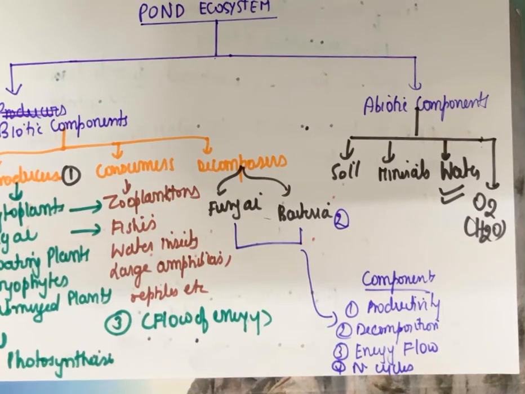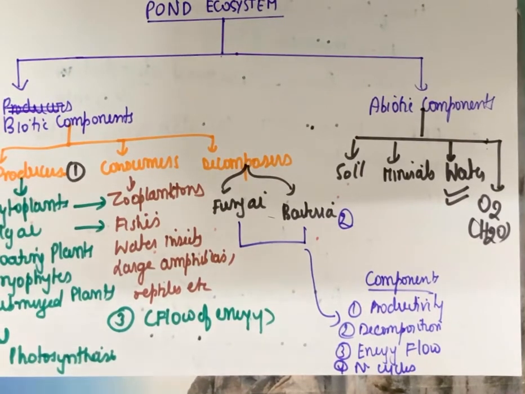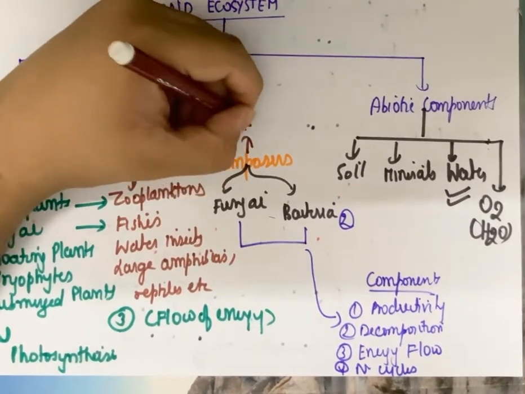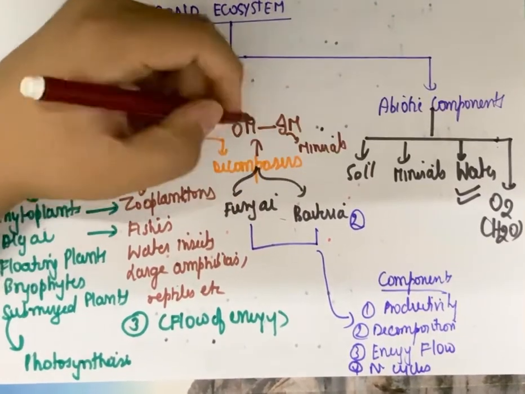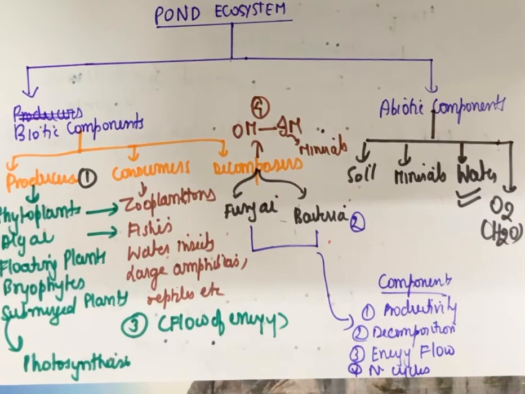What about nutrient cycling? Nutrient cycling also involves water resources in a big way. I told you just now that these decomposers are converting the organic matter to inorganic matter, which is basically your minerals. And thus they are helping in nutrient cycling, and part 4 is also obtained.